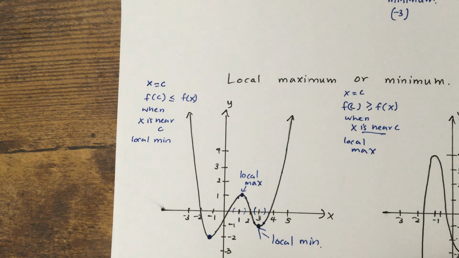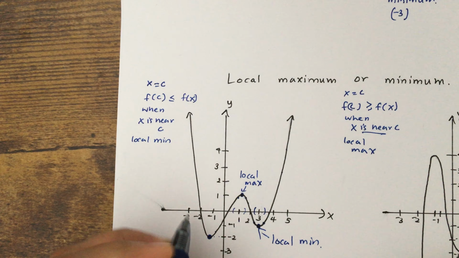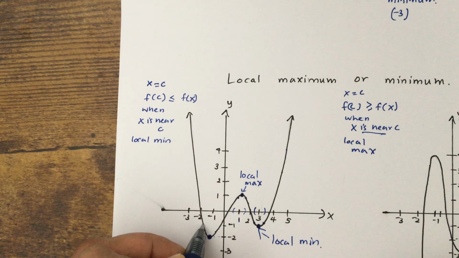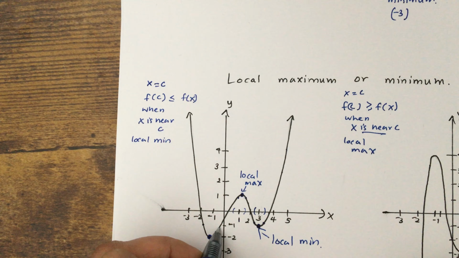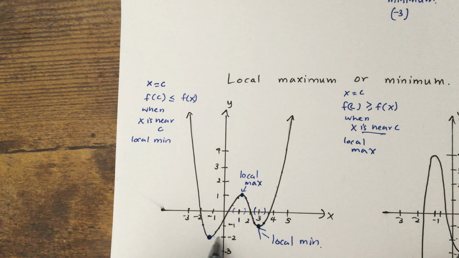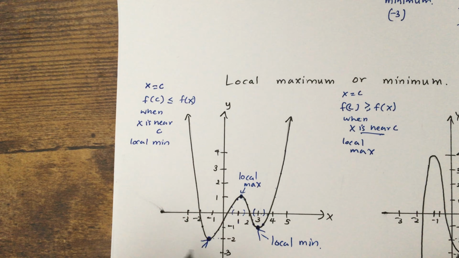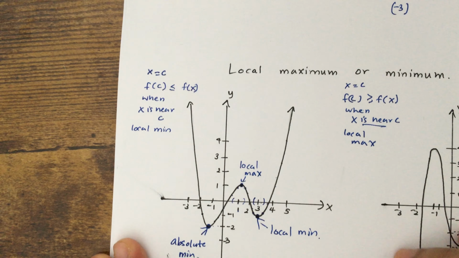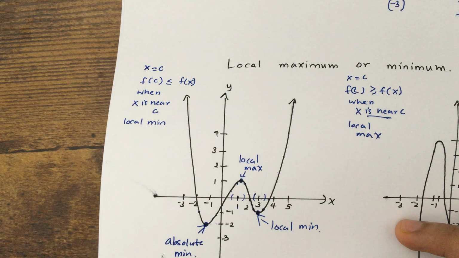Is it local or absolute? If you see, the y value is -2 at this point, right? So whatever point you select, the y value is greater than -2. Over here, here, anywhere, the y value is greater than -2. So then this can be an absolute minimum, right? This is an absolute minimum.